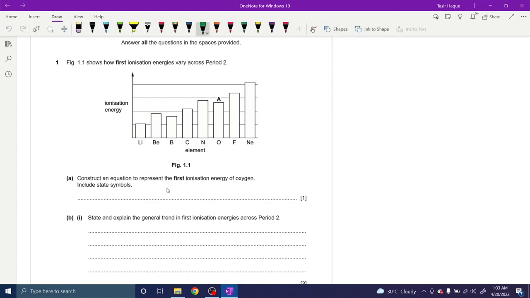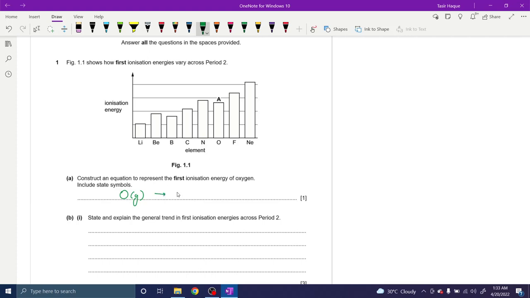Construct an equation to represent the first ionization energy of oxygen, right? So we know that ionization energy is the energy required to remove 1 mole of electrons from 1 mole of atoms in the gaseous state. So oxygen has to be in the gaseous state, right? Also remember the state symbols cannot be in subscript. They need to be along the same line as the elements, alright?